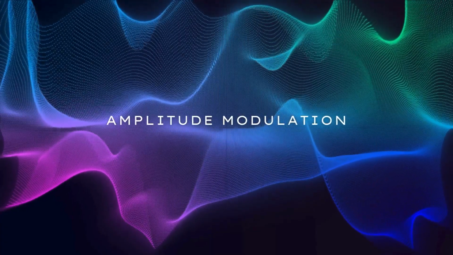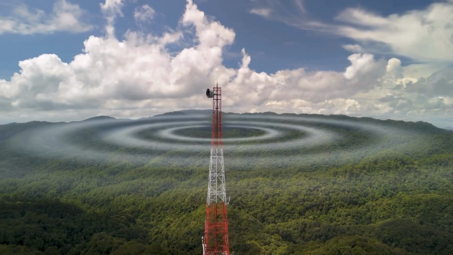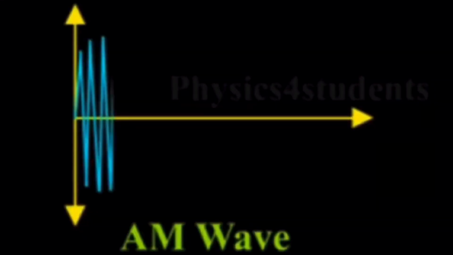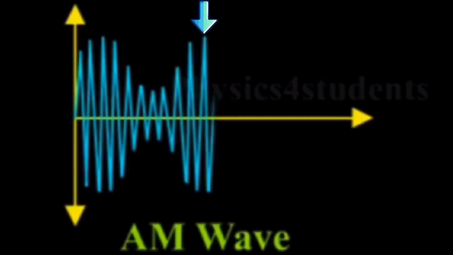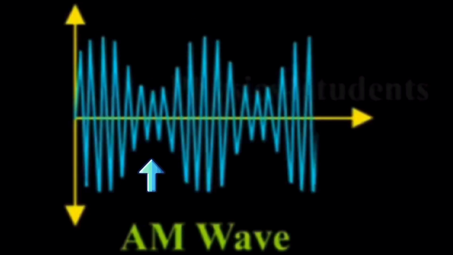Amplitude modulation, or AM, is a method used to send sound using radio waves. It is a reliable system commonly used in global radio broadcasting. In AM, the frequency stays the same, but the height, or amplitude, of the wave changes. Higher waves represent louder sounds, while lower waves represent softer sounds.